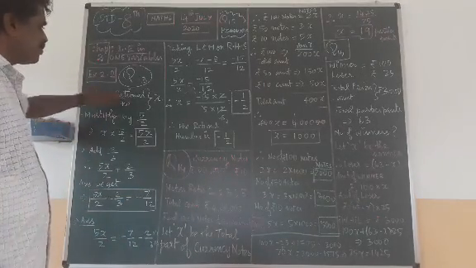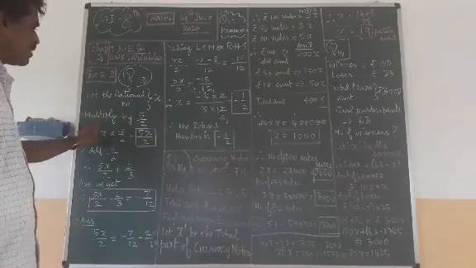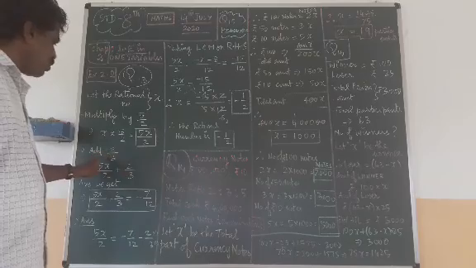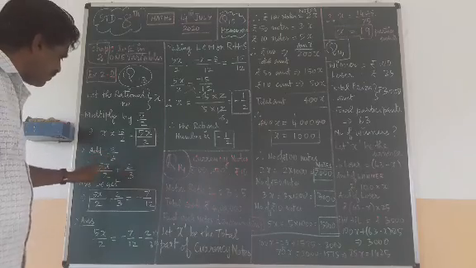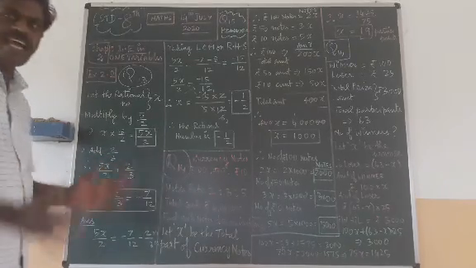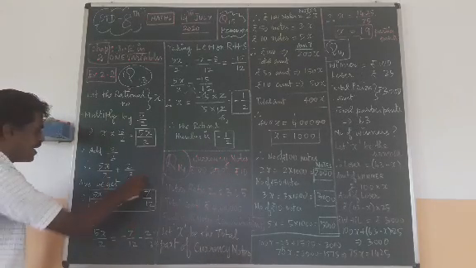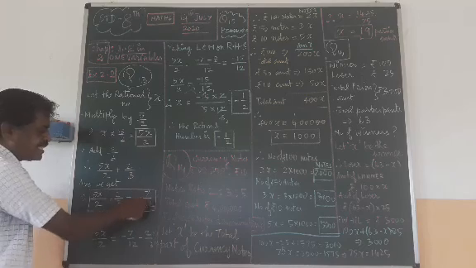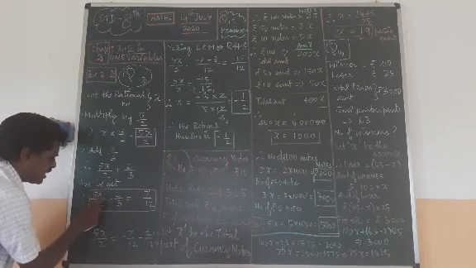So let the rational number be x. Multiply by 5 upon 2, it will become 5x upon 2. Then add 2 upon 3 to the result. So we have 5x upon 2 plus 2 upon 3, and we will get minus 7 upon 12. What is this x you have to find?